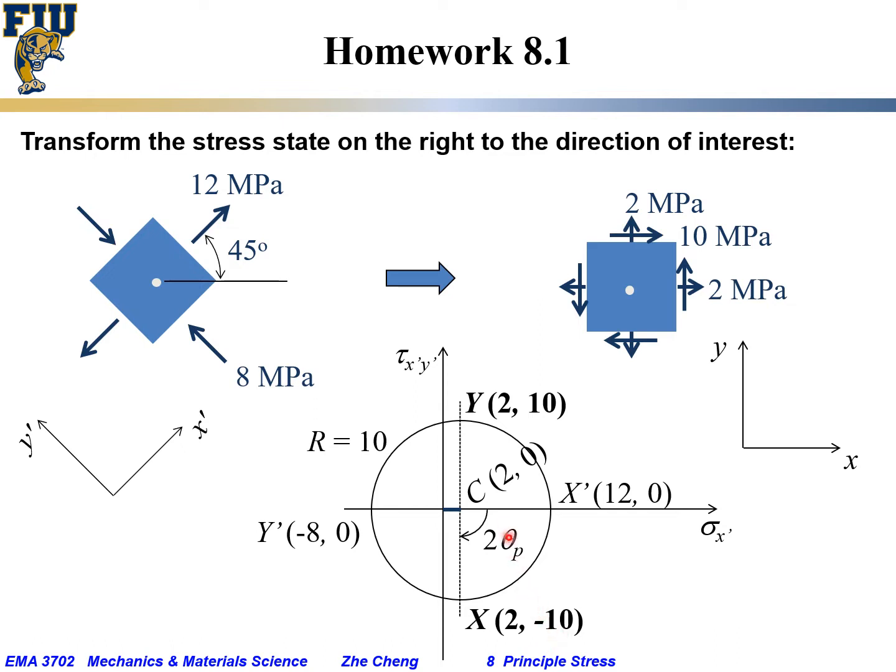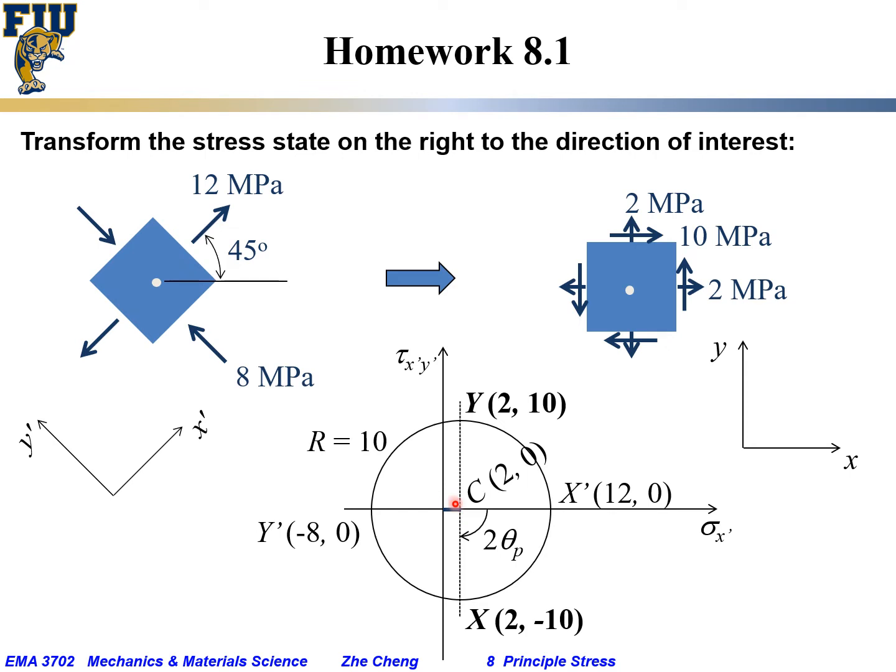Similarly for y, from y prime you rotate clockwise by 45 degrees, which means on the Mohr circle you rotate clockwise by 45 times 2, or 90 degrees, to find the y point. It is directly on top of C because it is 90 degrees, so the horizontal coordinate is 2 and the vertical coordinate is just the radius, which is 10.